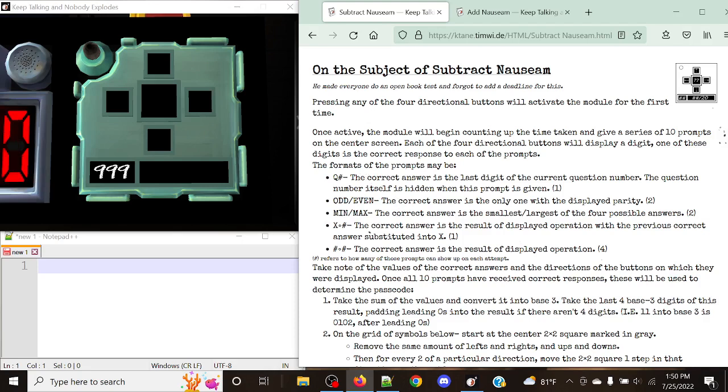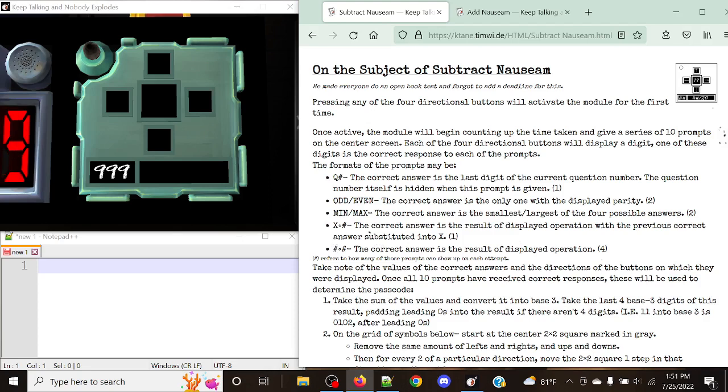The prompts we have here are the Q hash, which in this case refers to what question number you are currently at. It's a fairly simple one to do. The odd or even: the correct answer is the only one with the displayed parity. The minimum or the maximum: the correct answer is the smallest or the largest of the four possible answers.